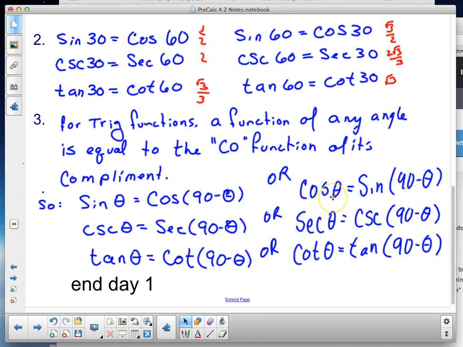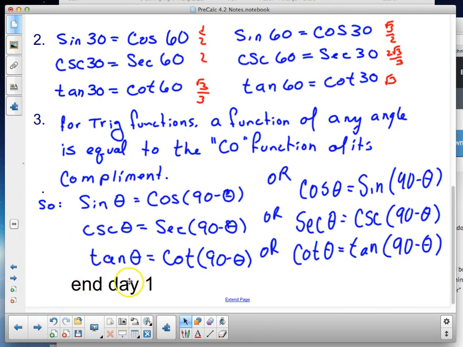The cosine of theta is equal to the sine of 90 minus theta. Secant of theta is equal to cosecant of 90 minus theta. So these are co-functions with the same value. It's kind of a neat little extra to know as you're working with these things. And these are also identities that we'll be working with in Chapter 5.